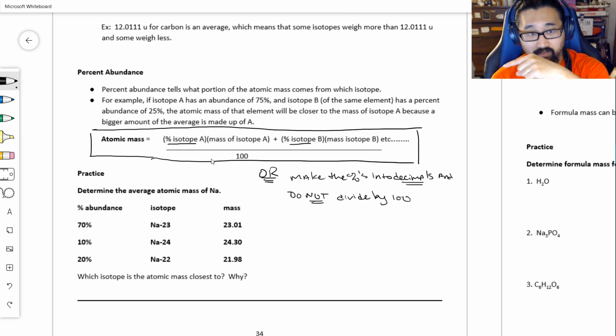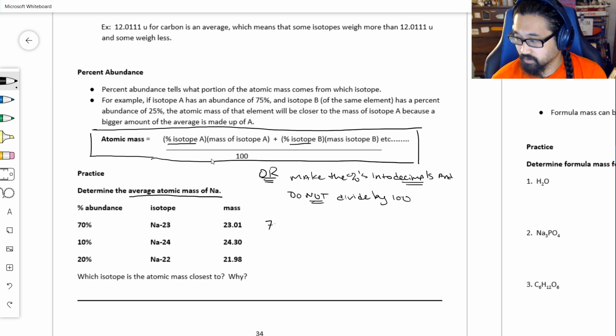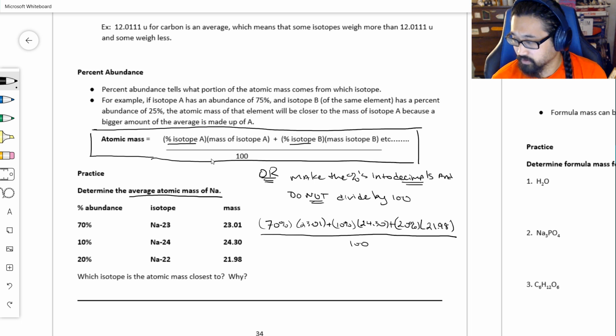I'm going to use this table of information, right? And I'm going to set this up. So determine the average atomic mass of sodium. Well, that's 70% times 23.01 plus 10% times 24.30 plus 20% times 21.98. Take all that divided by 100, or I could do 0.70.